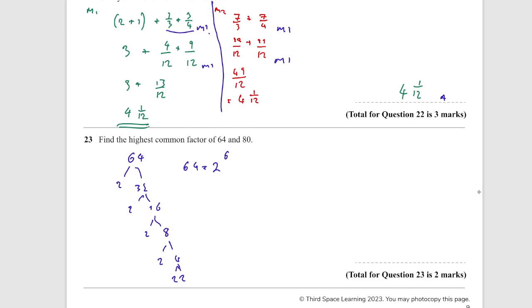And then if I do the same for 80, I'm going to kind of run out of space. So 80 is 2 times 40, which is 2 times 20, which is 2 times 10, which is 2 times 5. So 1, 2, 3, 4. So 80 is equal to 2 to the power 4 times 5. So the highest common factor is going to be 2 to the power 4, which is going to be 16. Yeah, there we go.